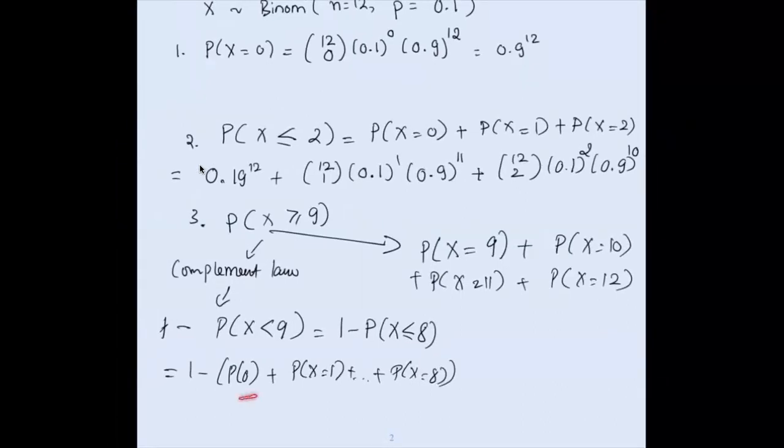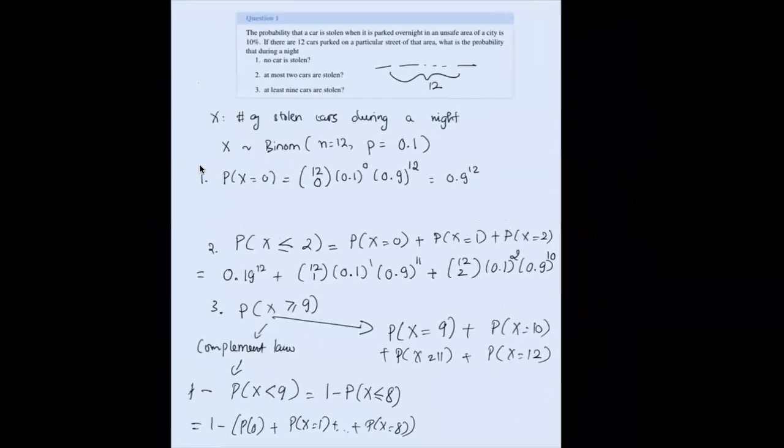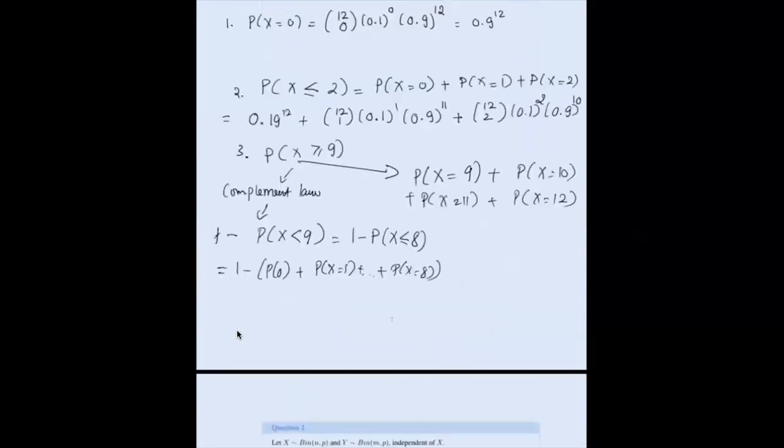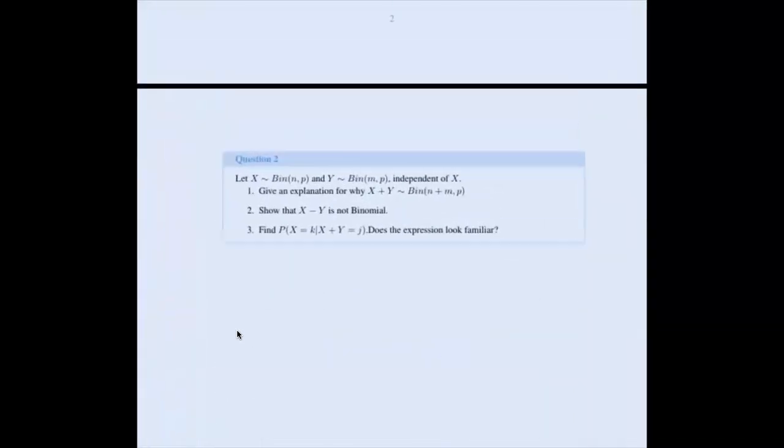And then for each of the probabilities, you do the same thing as what I did in part 2. Just out of 12 positions, choose how many cars are to be stolen, and then the probability of being stolen applies to that number of cars, and the remaining cars get the probability of not getting stolen. Any question about this one? If we are good, I will let you work on question 2.